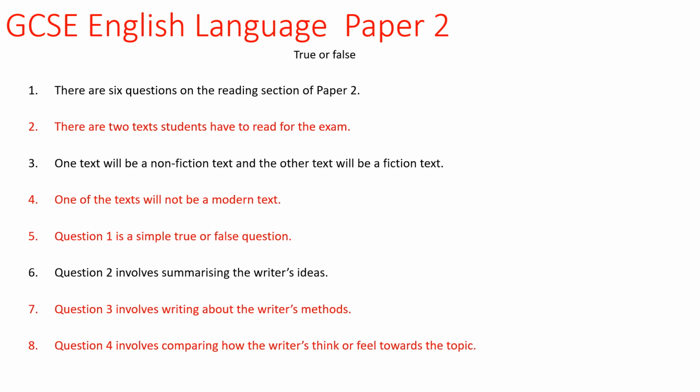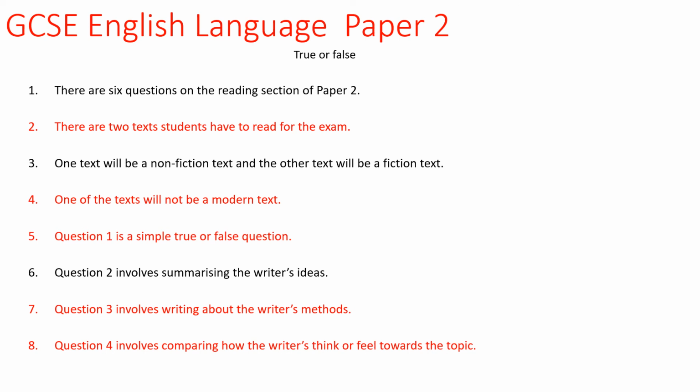Okay, so the answers then. Question number 1, there are 6 questions on the reading section of paper 2. That's false because there are only 4 questions on the reading section. Number 2 is true. Number 3 is false. One text will be a fiction text and the other text will be a non-fiction text. They're both non-fiction texts for this paper. It's paper 1 that will have the fiction text in it.